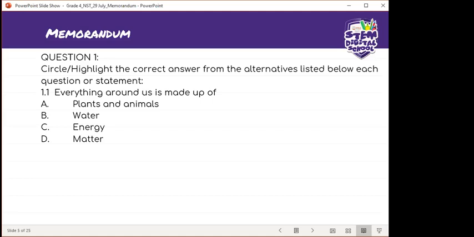So guys, the most important thing here, or how to answer these questions, is to cross out the incorrect answers. If you just cross out the incorrect answers, then it can eventually lead you to the correct answer.